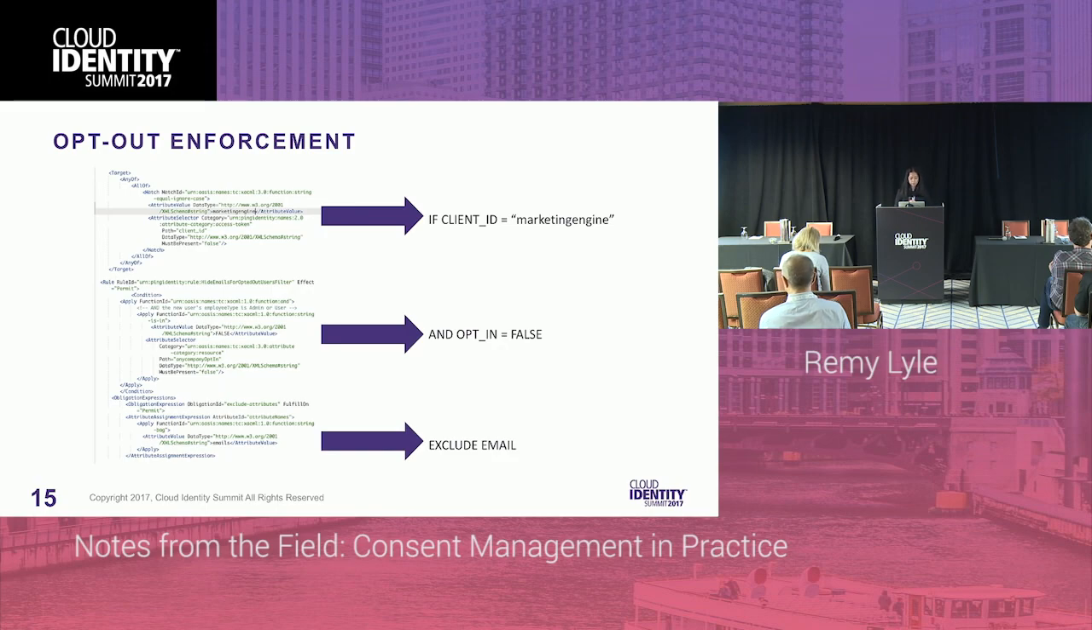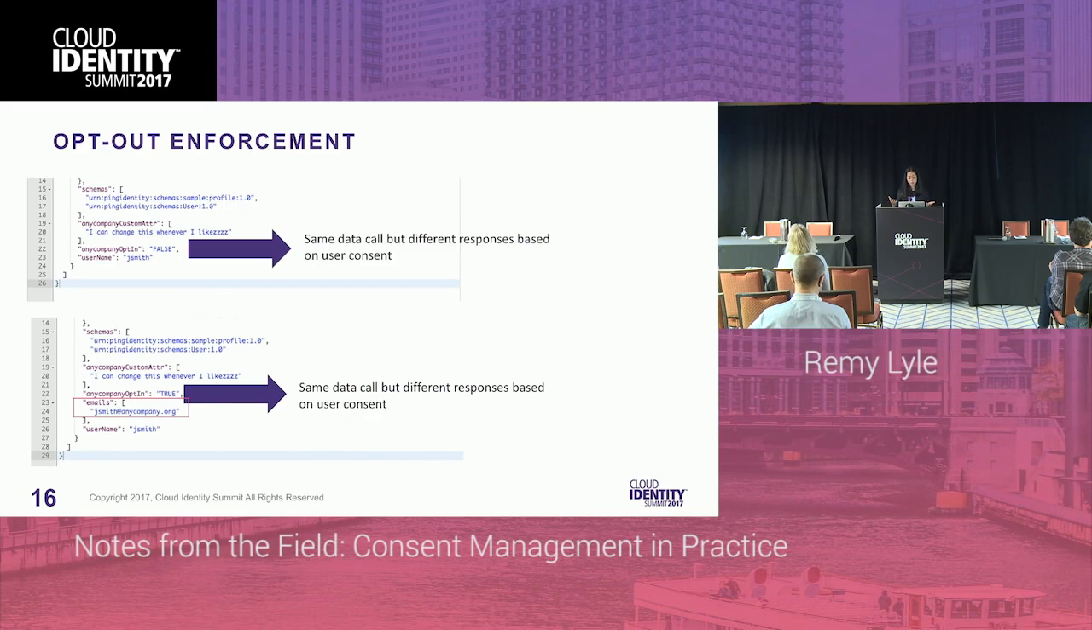If you notice here, we have a policy that we wrote. We said, if the client ID is marketing engine and the user isn't opting in, we want to make sure that we exclude email. If we look at the actual response, this is the same data call, but depending on the user's preference, right? At the top, the user said, no, I don't want to opt in. Therefore, the JSON data that we give back to the application doesn't include the email address. But if the user opted in, then you actually see the email.